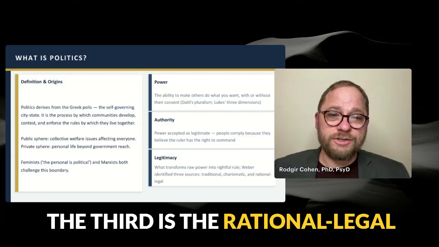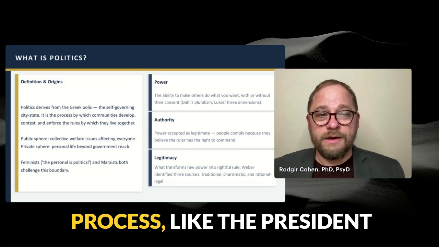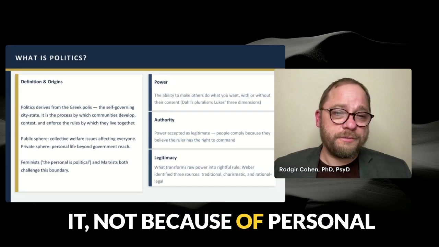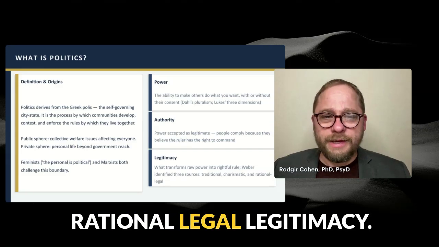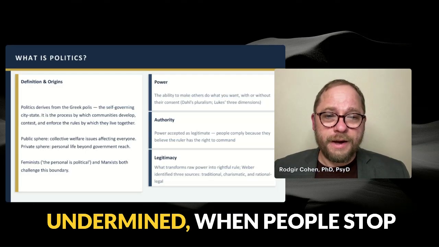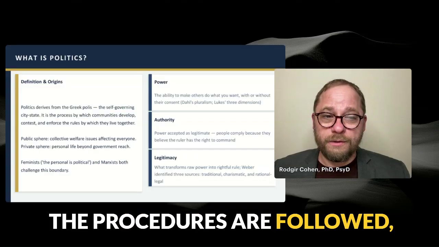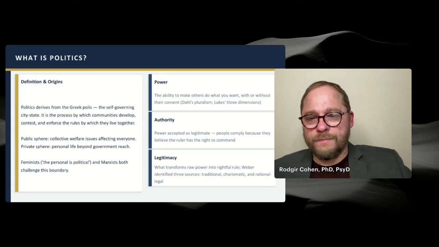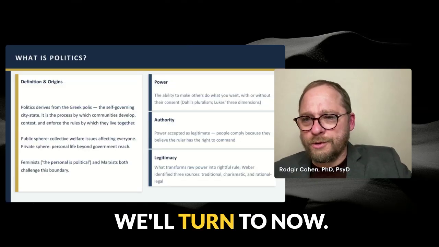The third is rational legal legitimacy, where authority derives from the law and the process, like the president who has authority because the Constitution grants it, not because of personal qualities or tradition. Modern states claim rational legal legitimacy. When the rational legal claim is successfully undermined, when people stop believing the process is fair or the procedures are followed, legitimacy then collapses. Max Weber's definition of the state is what we'll turn to now.